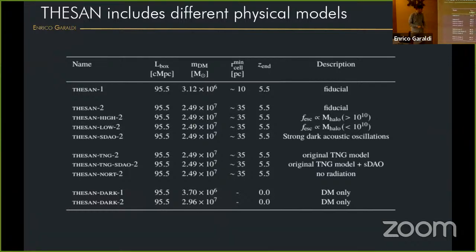That said, the physics of the high redshift universe is pretty uncertain. So we run a lot of physics variations. I just want to highlight three here: Thesan high and low, where we just change the way photons escape from halos. In particular, Thesan high means photons escape primarily from large halos. Thesan low, photons escape primarily from low mass halos. And then Thesan SDAO, that stands for strong dark acoustic oscillation, we replace the cold dark matter model with a different one to see the effect it has on reionization.